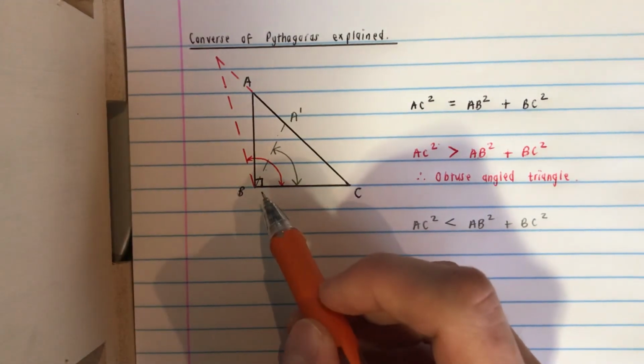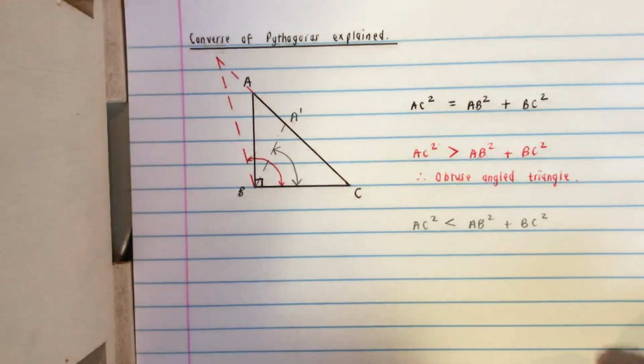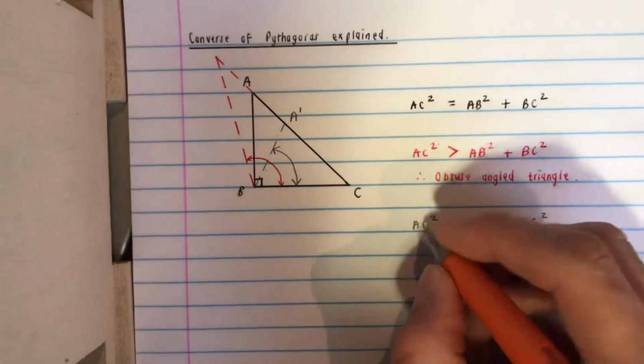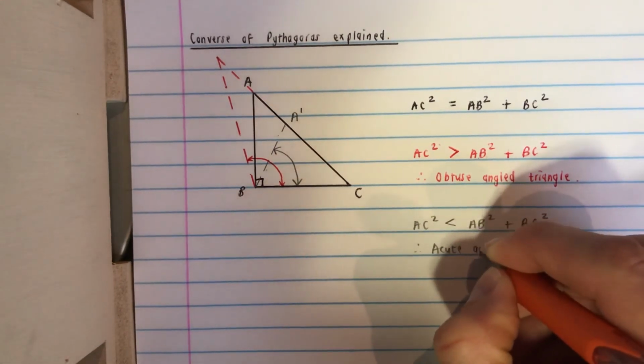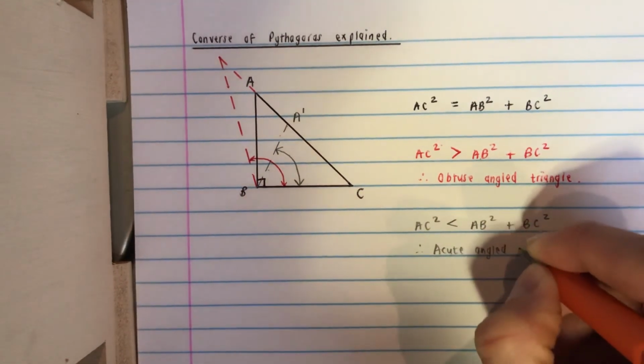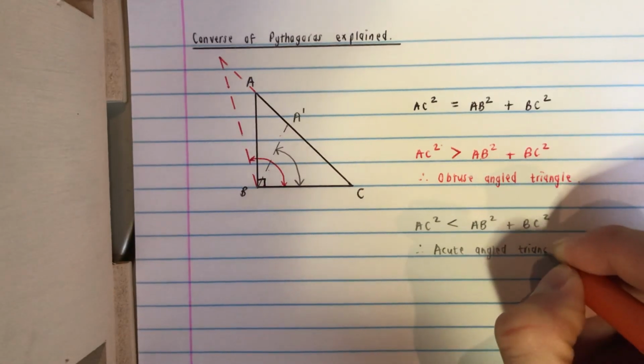So what do we call an angle that's smaller than 90 degrees? We call it an acute angle. So therefore we are left with an acute angled triangle.